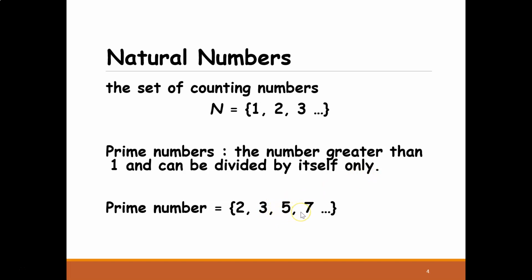As well as 6 over here. We miss 6 over here. There is no 6 because 6 can be divided by 3, can be divided by 2, can be divided by 1. Okay. So be careful, prime numbers. Okay, it starts with 2, 3, 5, 7, and so on. Okay, that is about natural numbers and also prime numbers.